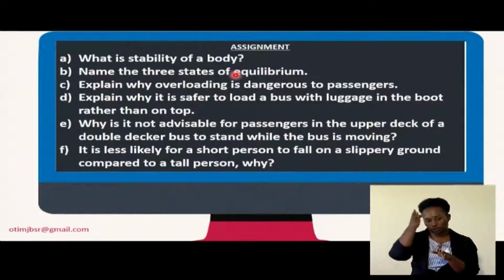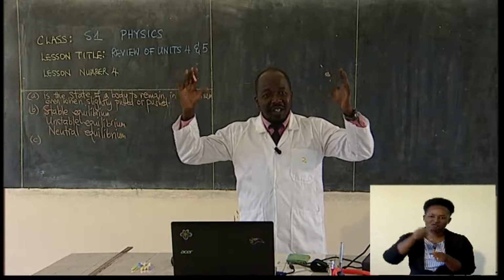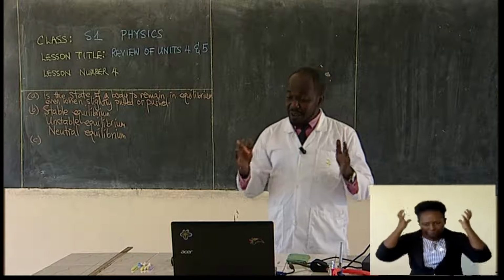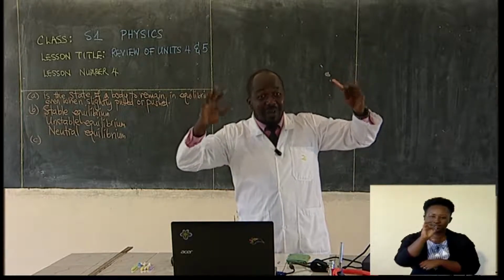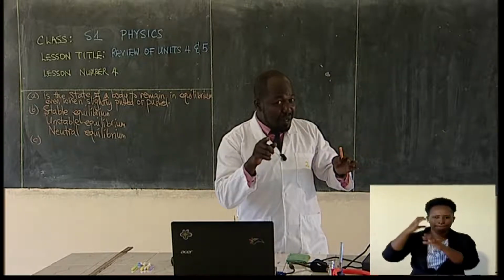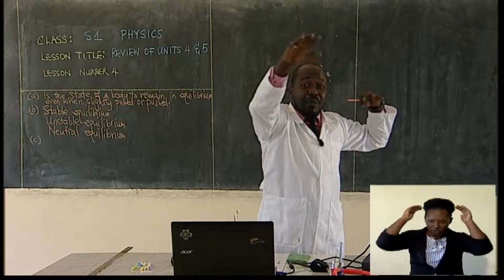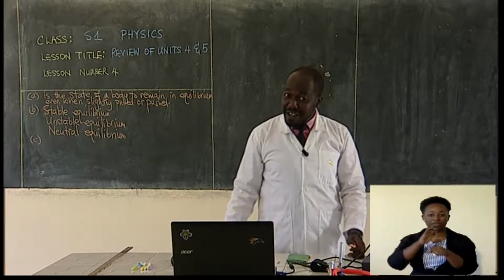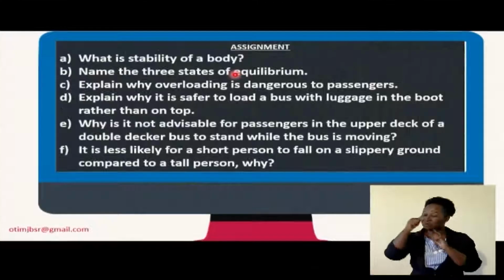Then part C, explain why overloading is dangerous to passengers. I think you remember we looked at overloading. When a car is carrying more luggage than it is supposed to, then we say it is overloaded. If you remember last time, I showed you a truck which had so many people. Do you remember? There was even a bus where some people were sitting on top. So many people sitting on top of the bus. Can you imagine that? Of course, you can't see that here in Rwanda, but maybe in some other places it is there. That is dangerous.